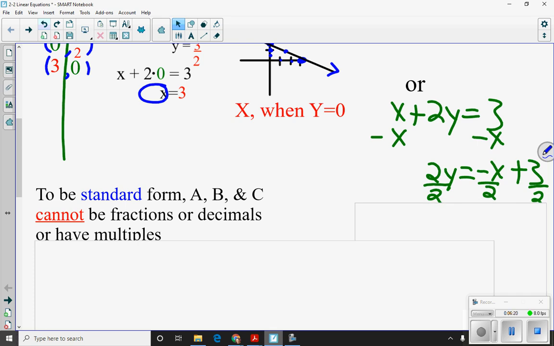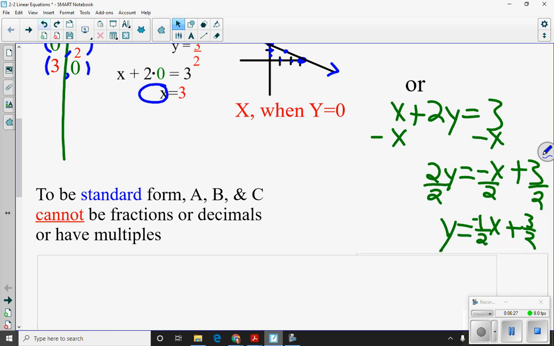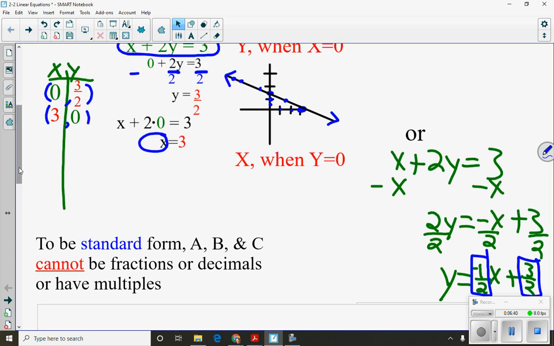That leaves 2y equals minus x plus 3. I could divide by 2 on both sides, and that's going to leave me y equals negative 1/2 x plus 3 halves. And so then I can use my slope and my y-intercept to graph the line, which means go up 3 halves, which is right here, and then run a slope of down 1 over 2, and that will get you the exact same line.